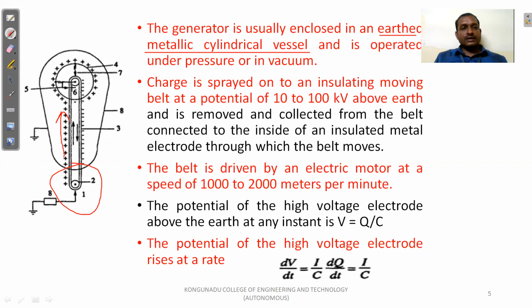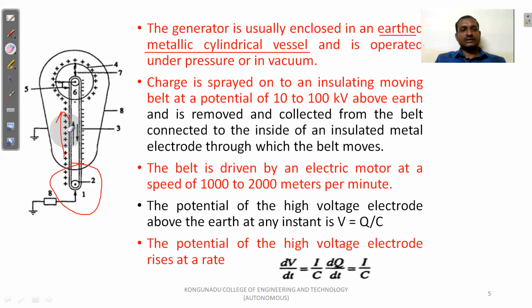So nearby the high voltage electrode, the charge will be removed and collected from the belt connected to the inside of the insulated metal electrode. So it is collected by the high voltage within the collector. And then again the belt moves with the opposite charged particles.